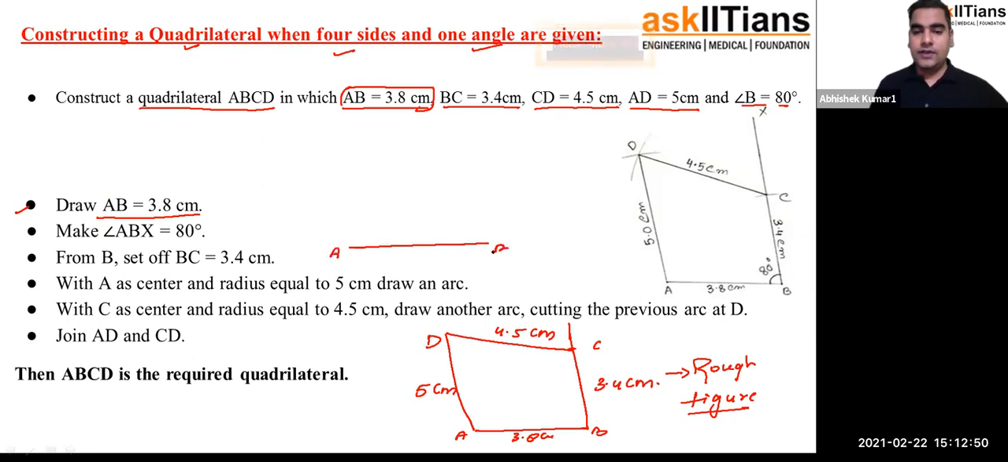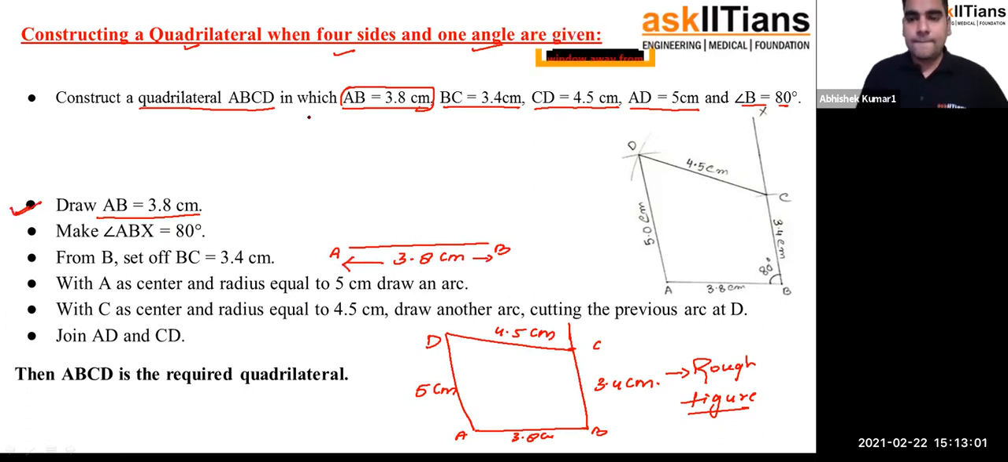This you can draw using a scale. So using scale, you draw AB, which is equal to 3.8 centimeter. Do it. Done. After that, what is the value of angle B?